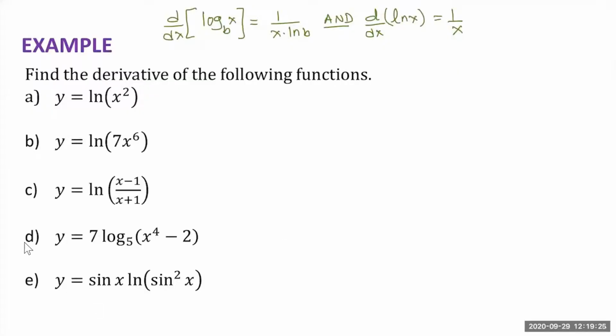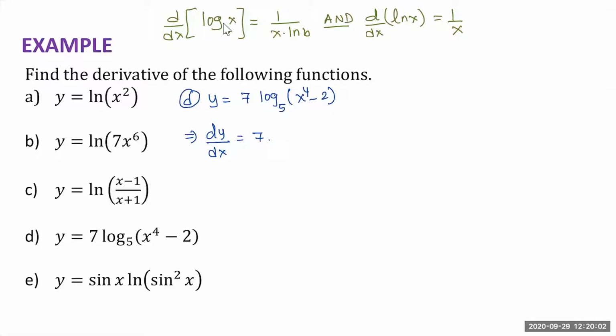Part D. In part D, we have y equal to 7 multiplied to log with base 5 of x to the 4 minus 2. So the derivative will be dy over dx is equal to, now if you look here, this 7 is multiplied to the function. So a constant multiplied to a function, that constant will remain in front. You don't have to worry about that. 7 times, and after that we have log with base 5 of x to the 4 minus 2.